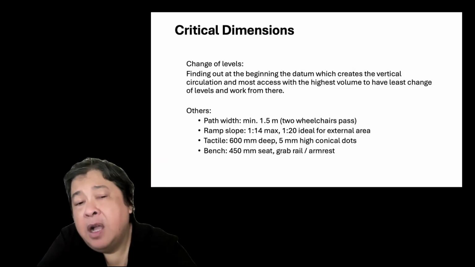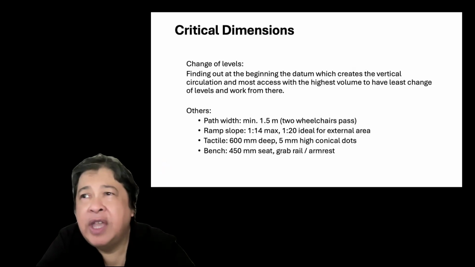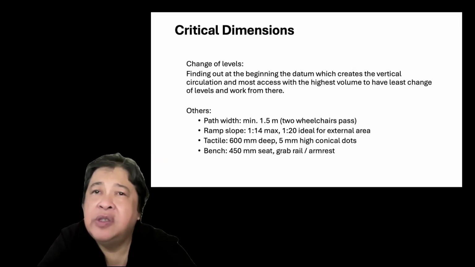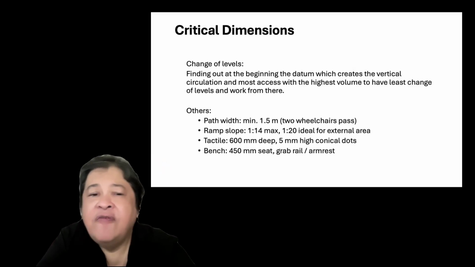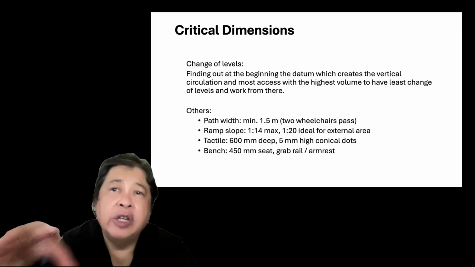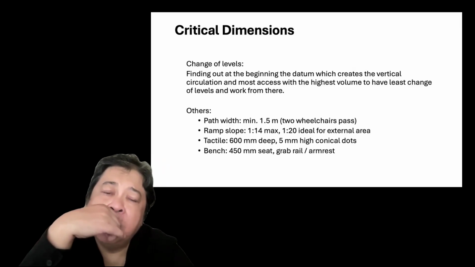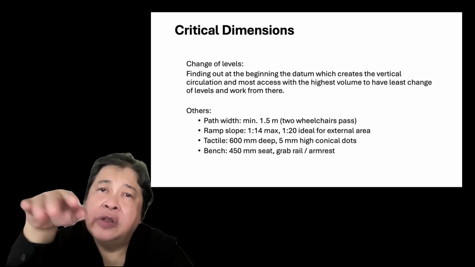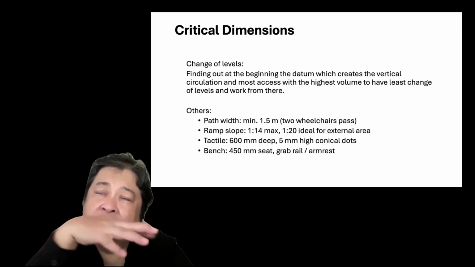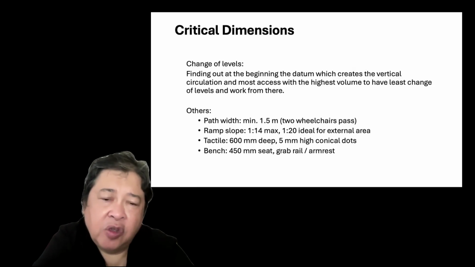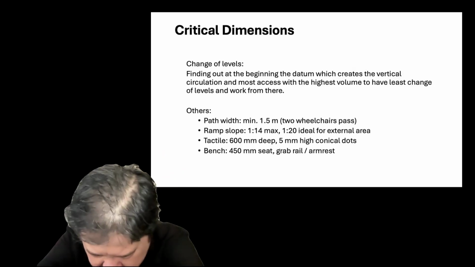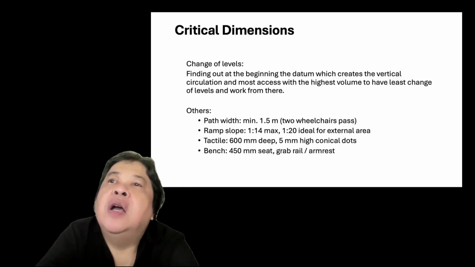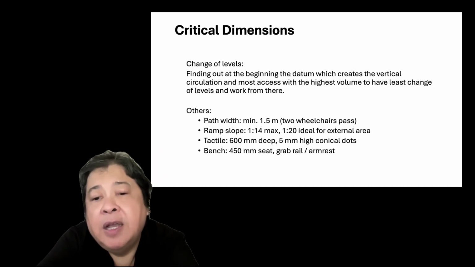For the tactile at the edge of the curb or the edge of a change of levels, it's better to have it 600 millimeters deep, even with a double set of tactile guides, which is the warning tactile. And the 5 millimeter high conical dots, it was originally conical rather than truncated. The reason for the conical dots is to assist people who are diabetic, who cannot feel the soles of their feet so much. But more and more, truncated dots are being accepted, especially inside a building.